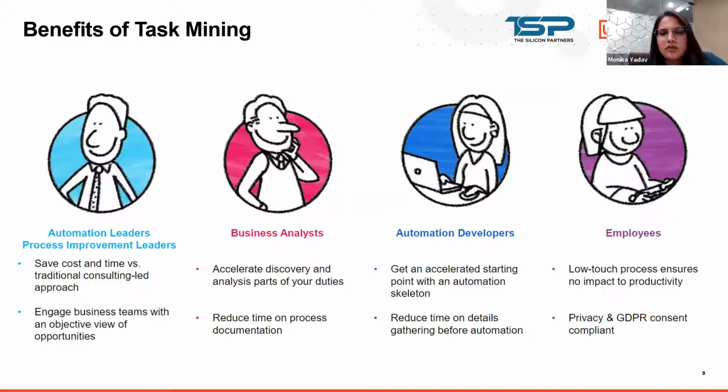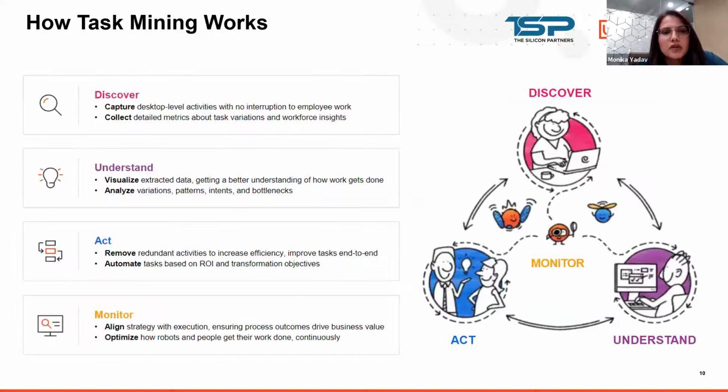Now, the third is automation developers, as it gives them a head start by telling them which task needs to be automated, which in turn saves the time they spend gathering the details, and it also provides them with an automation template skeleton, which accelerates their development. The fourth being employees, as it doesn't disrupt their work too much, and it also keeps their data safe and follows privacy rules. Now next, how task mining works.